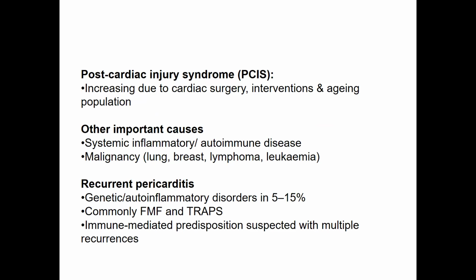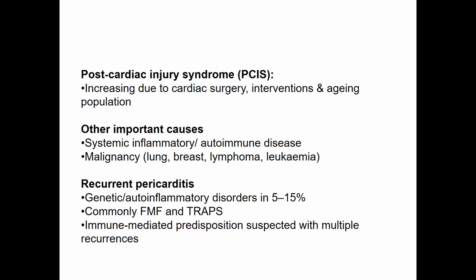Other causes: post-cardiac injury syndrome. This is an increasing cause due to cardiac surgery. It can be transient, causing transient pericarditis. And it can also be related to interventions in an aging population. Other causes of pericarditis are systemic inflammatory diseases, autoimmune diseases, and malignancy, different malignancies.